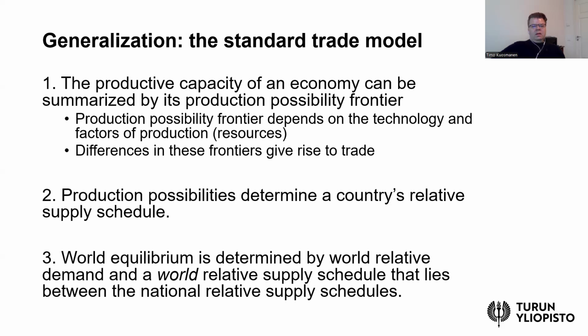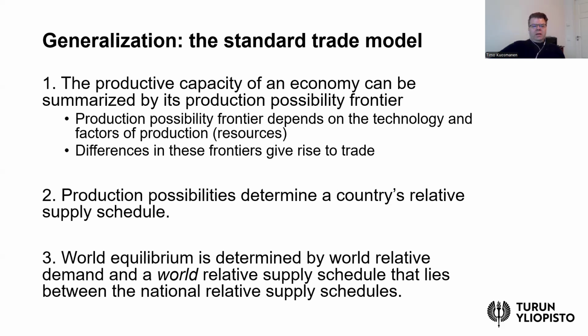So taking into account both of these, the production possibilities frontier determines a country's relative supply schedule, meaning what kind of goods the country is producing and what kind of goods the country is exporting and importing. And finally, in this kind of trade models, usually they are general equilibrium models where world equilibrium is determined by relative demand and relative supply of the goods.